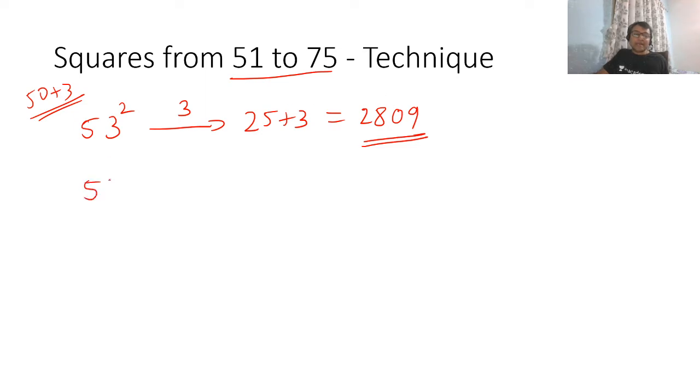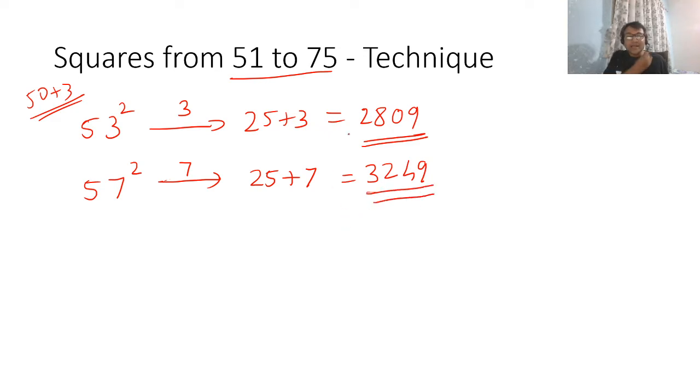Let's take another example. Let's say 57 squared. 57 is 7 more than 50. So what we need to do is just put 25 plus 7. 25 plus 7 is 32, and then you add 7 squared, which is 49. So you directly get 3249. So technically this is slightly simpler. Addition is slightly simpler than subtraction. So finding 51 to 75 could be a little simpler than what we did in the previous case of 26 to 50. That's how you do it.